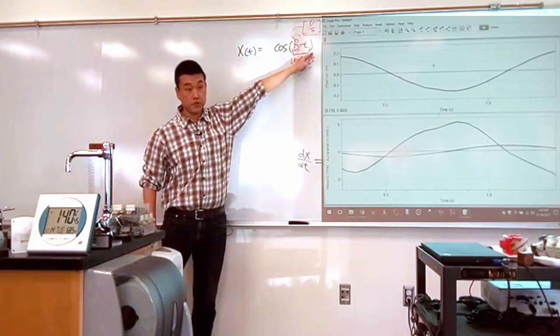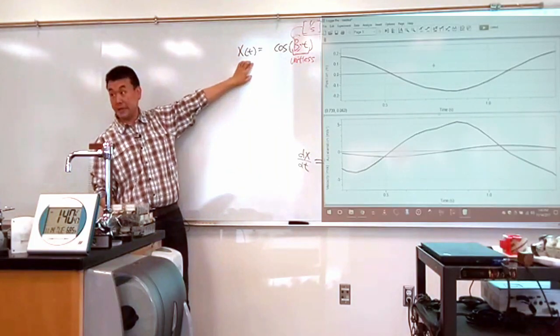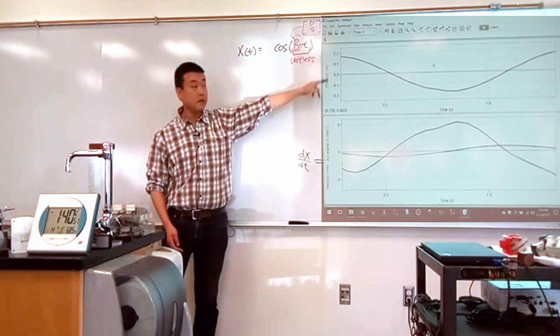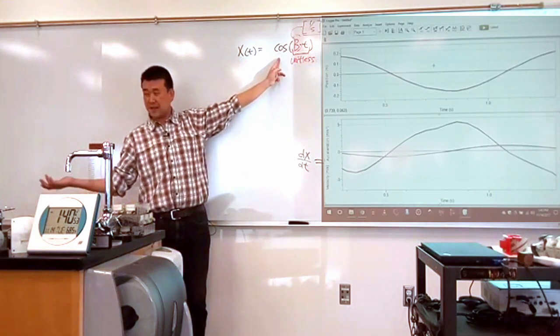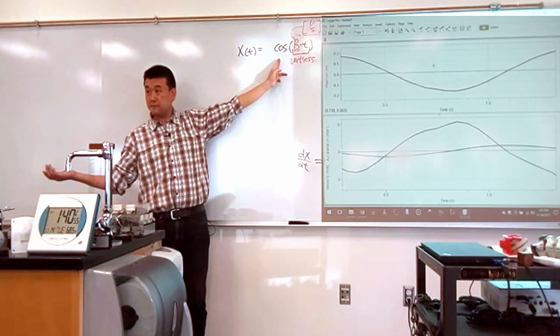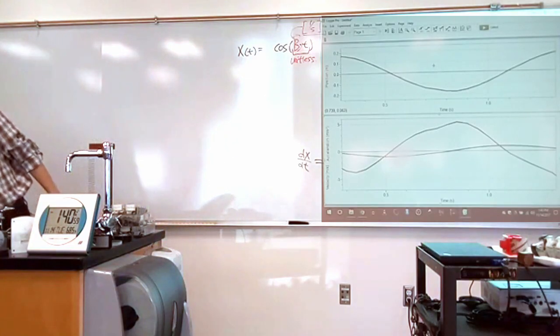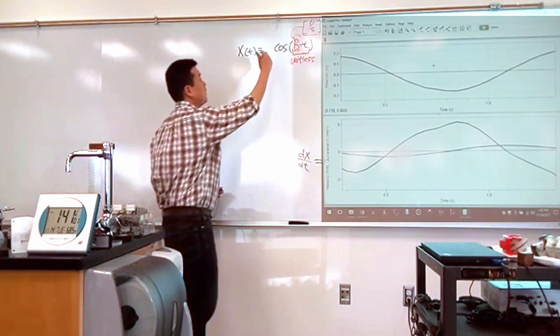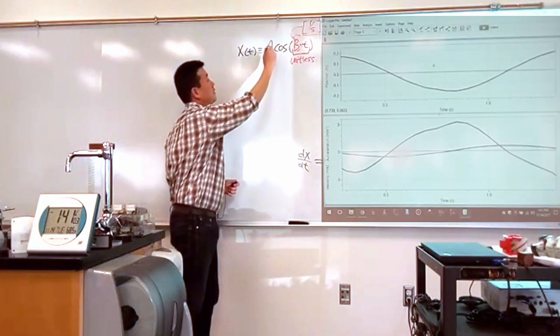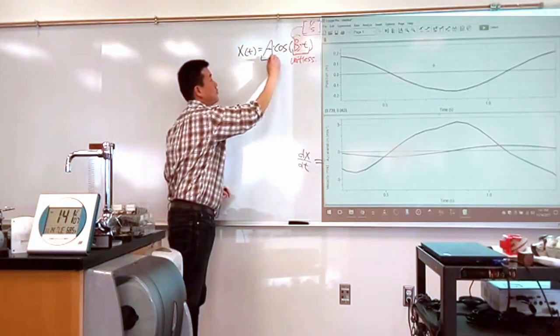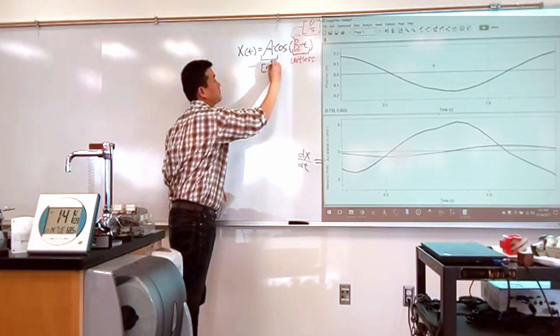This has to have a correct unit. The left-hand side has unit of meter, so this also has to have a unit of meter. The result of cosine, does that have any unit? No, it's just a ratio, right? So it has no unit, which means you need another coefficient to make sure that you get the correct unit that will agree with the left-hand side. And this is going to have unit of meter.